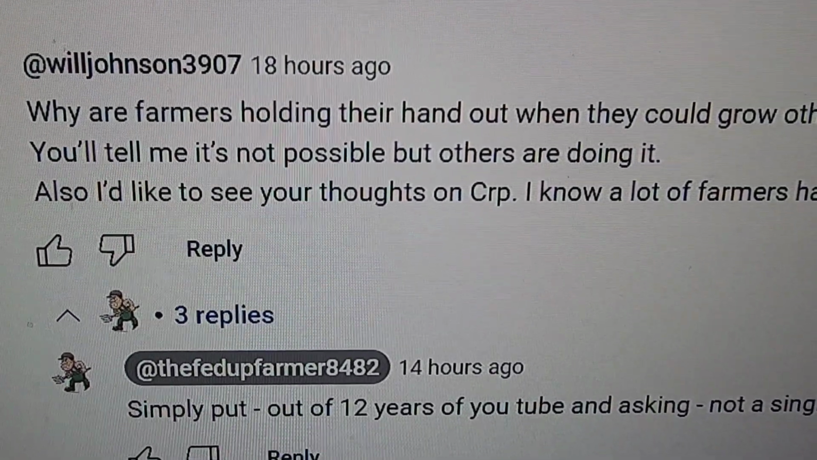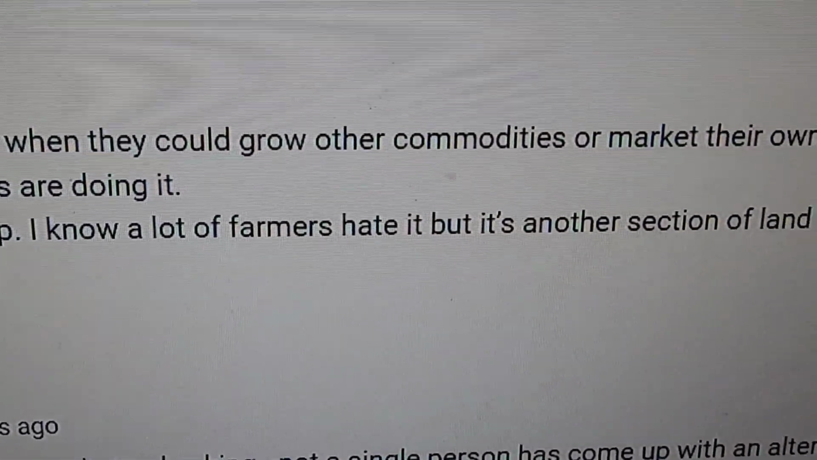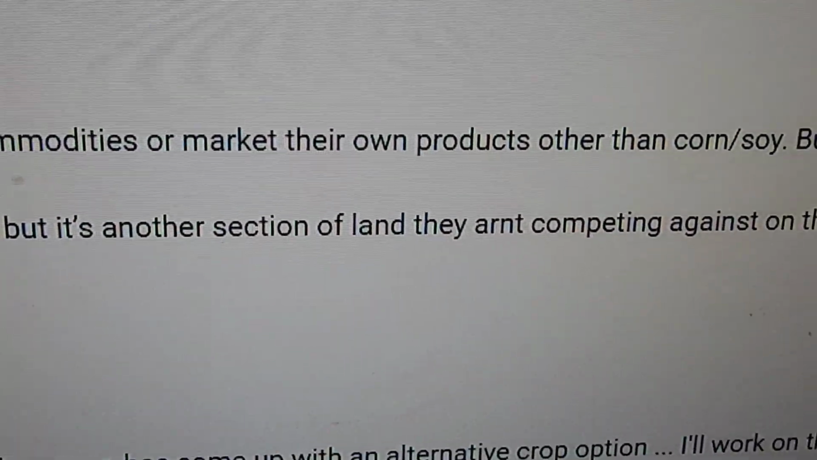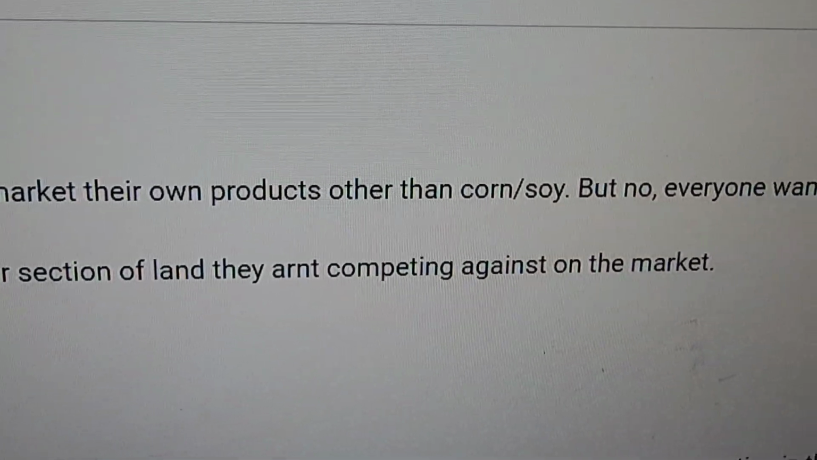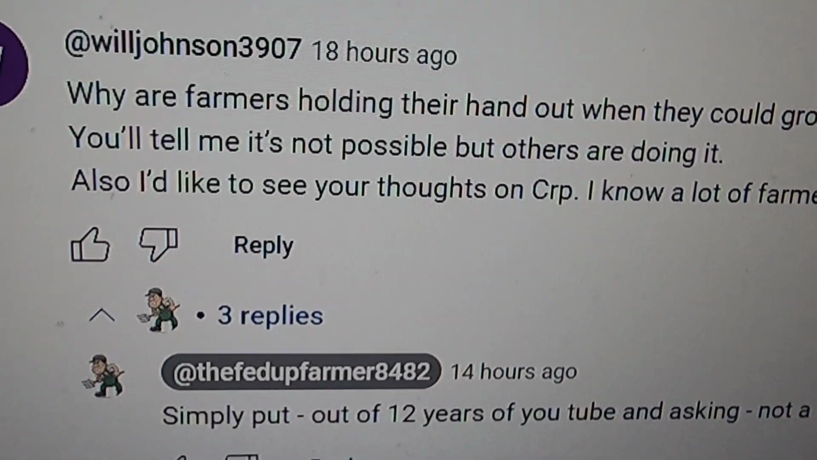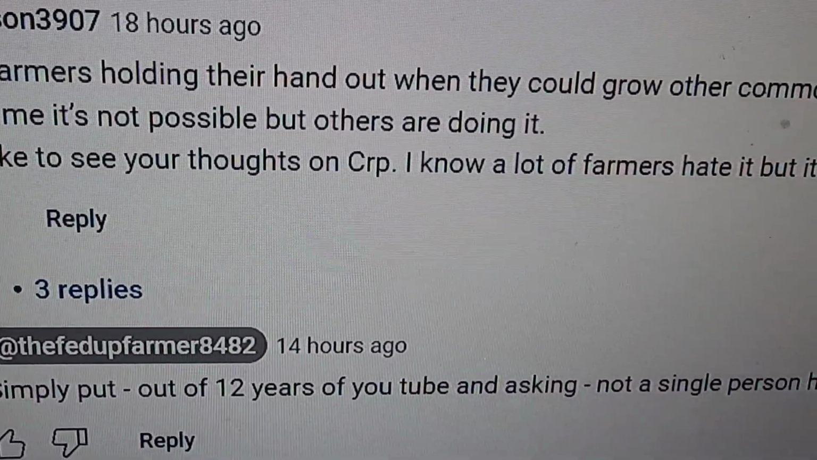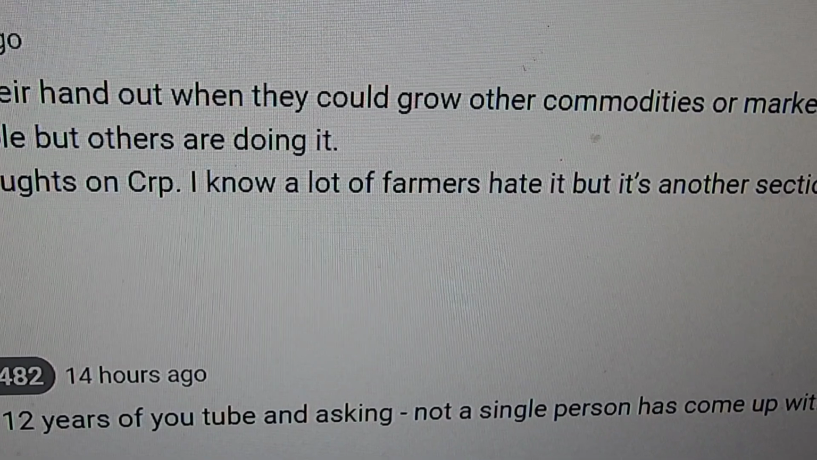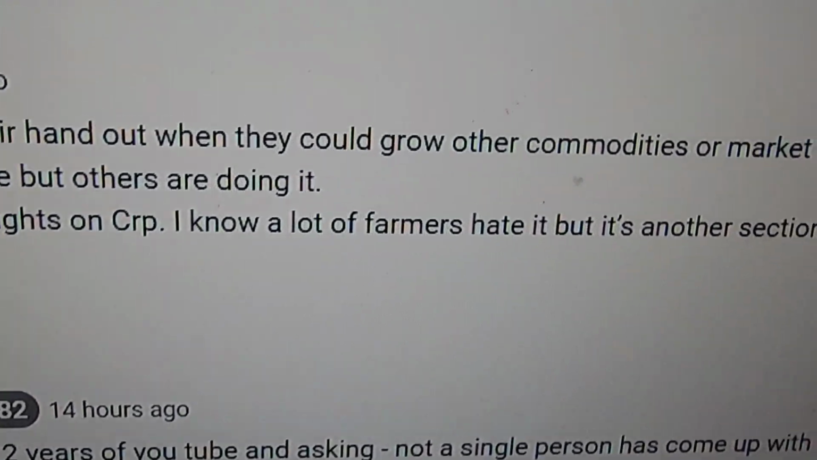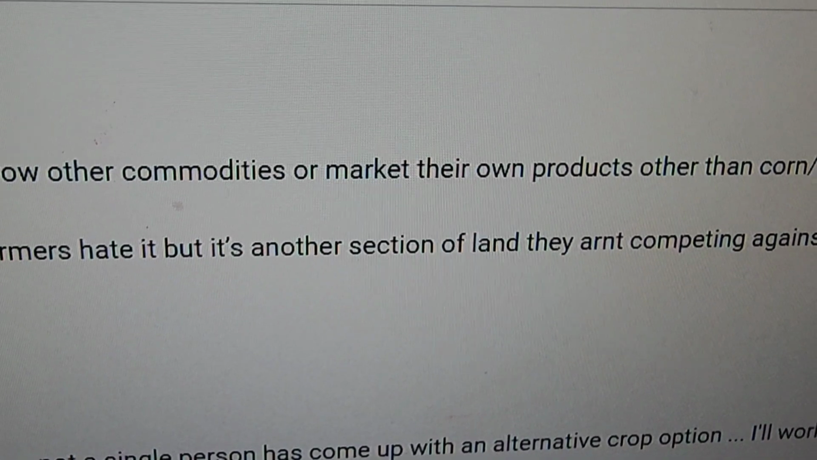Why are so many farmers holding their hand out when they could grow other commodities or market their own products other than corn or soy? But no, everyone wants more acres, more equipment, more stress. You'll tell me it's not possible. Others are doing it. Also, I'd like to know your thoughts on CRP. I know a lot of farmers hate it, but there's another section of land they aren't competing against in the market.